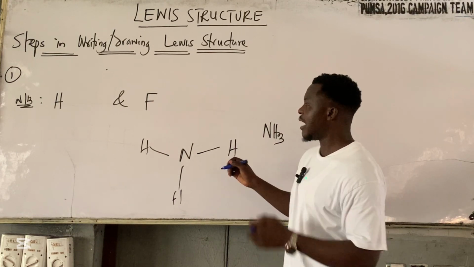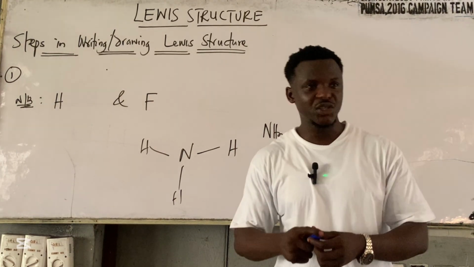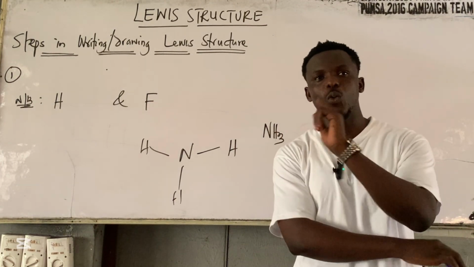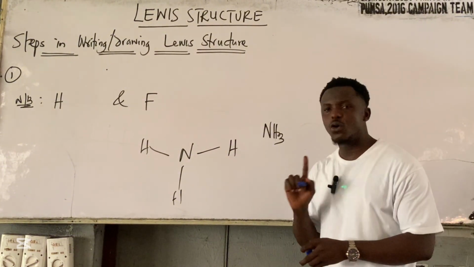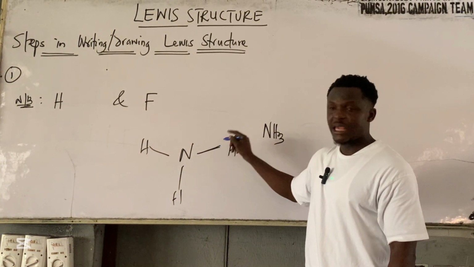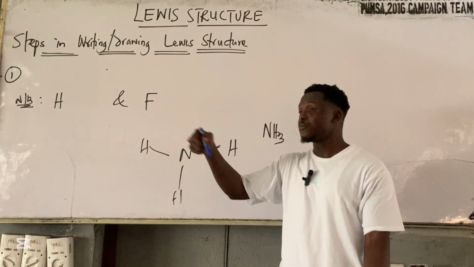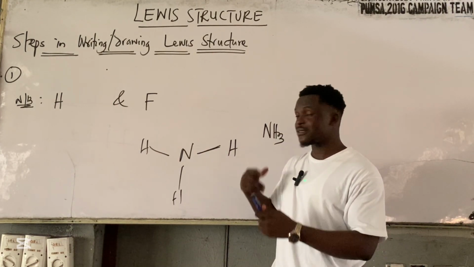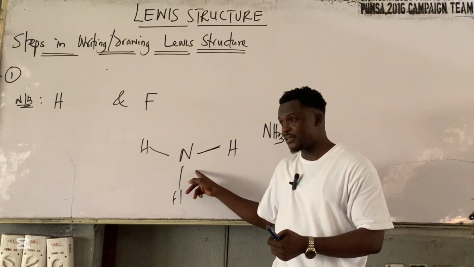Class, there are atoms that can never act as a central atom. The first one is hydrogen. Why? Because hydrogen can only hold one bond. Right? If something can only hold one bond, you're not fit to be at the center, because the center can have different bonds, right?